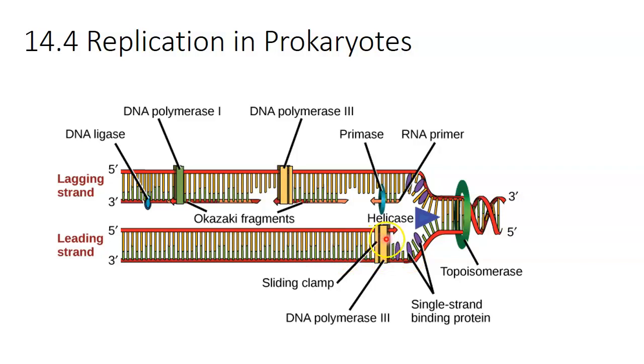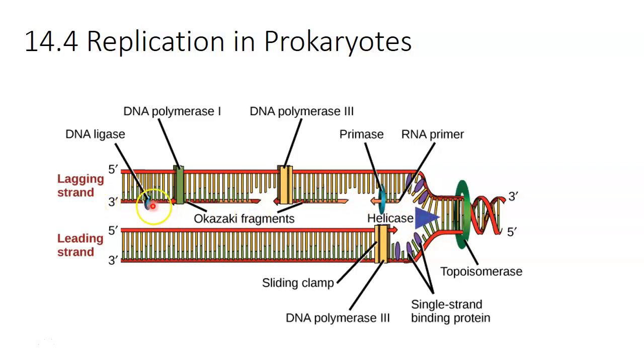DNA polymerase is just chugging along, and it's going to keep going and keep going and keep going as the DNA gets unwound. That's nice and easy. There's continuous DNA replication. But on the lagging strand, because this was opened up in segments as helicase did its job unwinding, we end up with fragments.